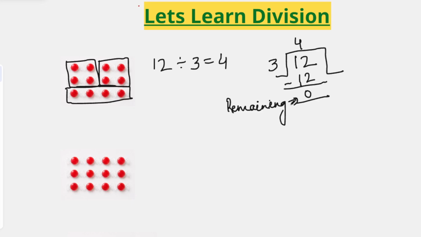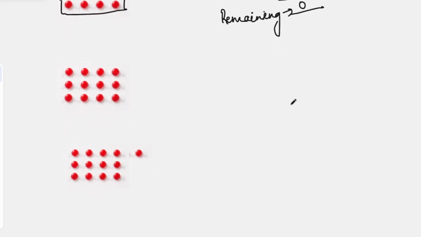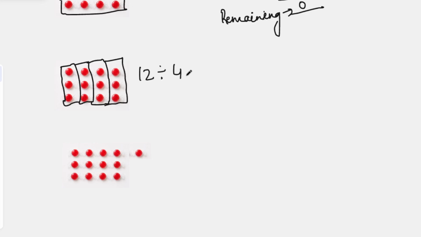Alright, now let's imagine that we have 12 candies again, but this time we have to distribute them among 4 children. So what we can do, we can make groups of 3 candies. We can give 3 candies to each kid, right? So this time we are dividing 12 by 4 because we have to distribute it among 4 children, and we get 3, right?